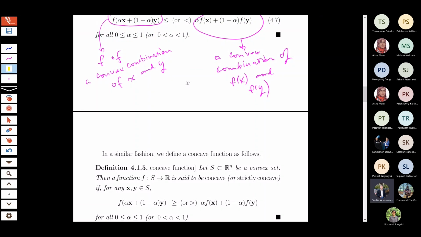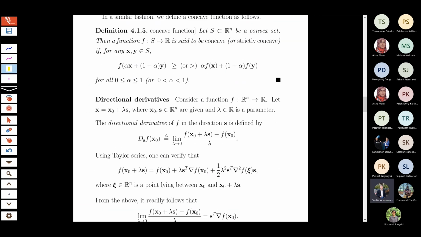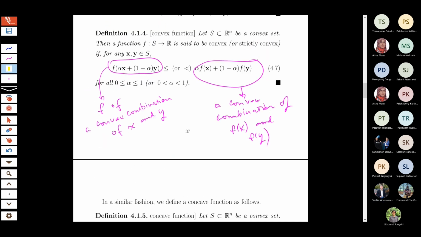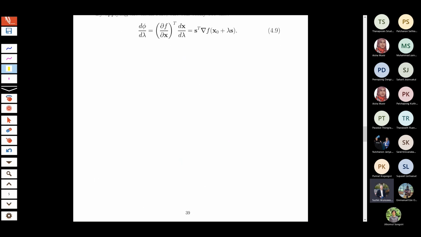Now we move to the definition of the directional derivative. Why do we have to see this? This is because, in solving minimization, the algorithms search, or move, from one point to another.